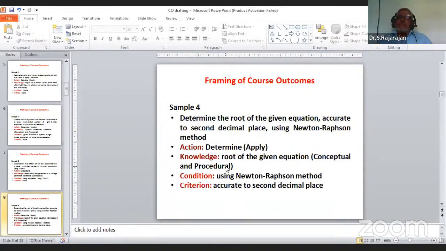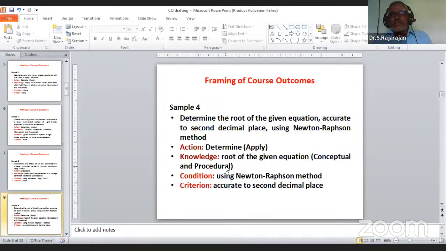Look at the parameters here. Action is determine. When they use determine, this is K3 level, apply level. Knowledge is the root of the given equation. This is the concept we are trying to give to the students: root of the given equation, conceptual and procedural. Condition is using Newton-Raphson method. Many methods are available, but using Newton-Raphson method is the condition here. Criterion: accurate to 2 decimal places. Second decimal place accuracy we need. This is the criterion. You can look at this sample 4.